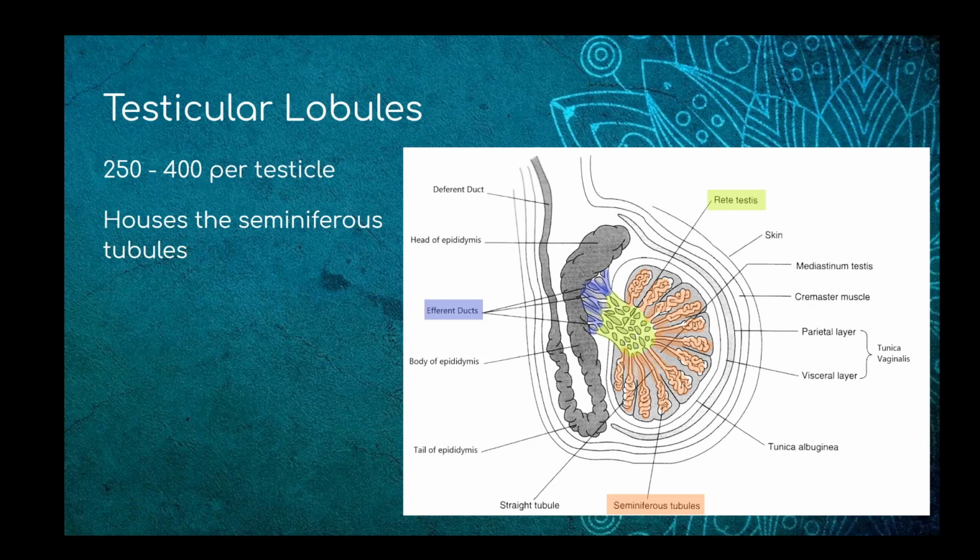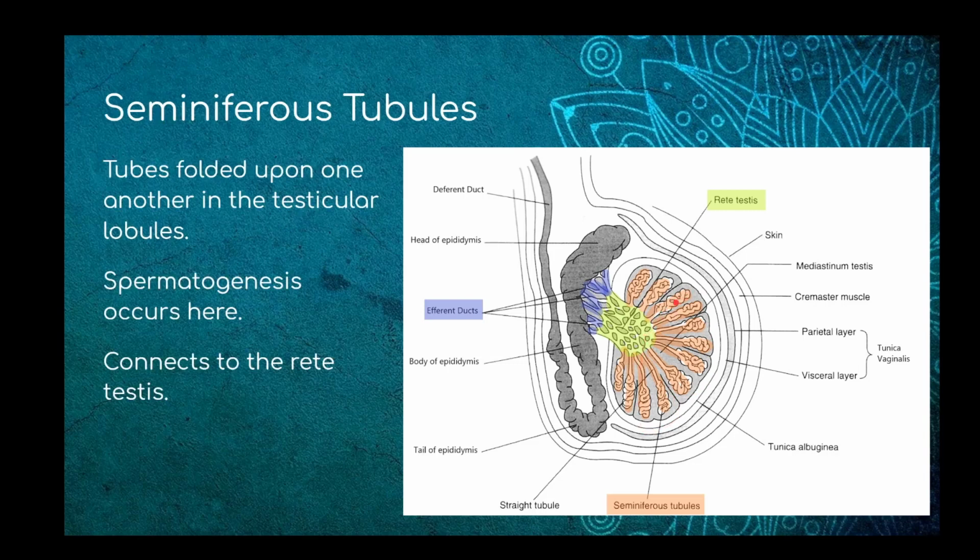Speaking of small parts of the testicle, just like the breast, the testicle has lobules, and inside the lobules are where the functional parts of the testicle reside. There are about 250 to 400 lobules within the testicle, and each of those houses part of the seminiferous tubules. These seminiferous tubules are these orange things, and they sit within the lobules. The seminiferous tubules are long tubes that are all folded up on one another, and this is where spermatogenesis occurs. This is where the sperm are made.